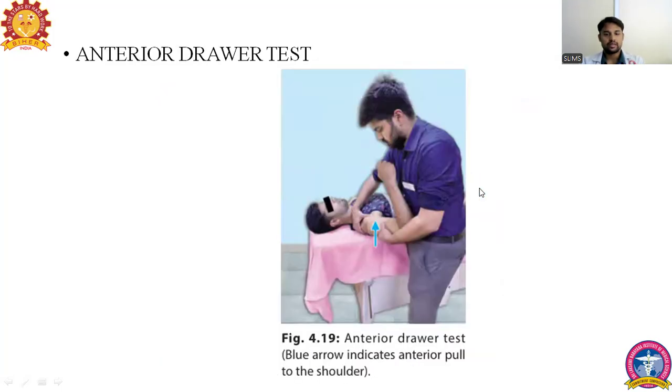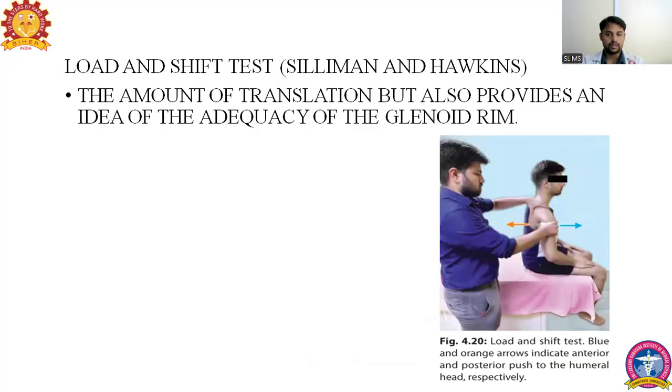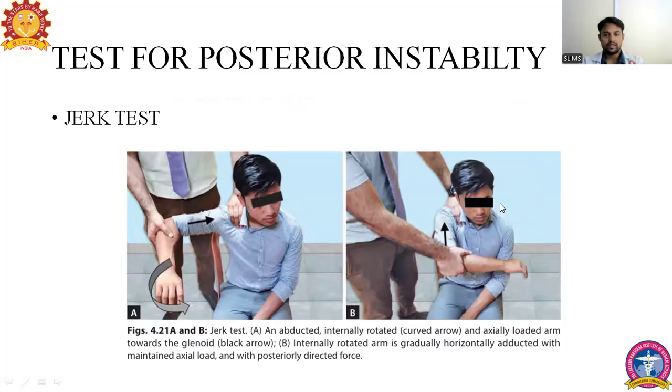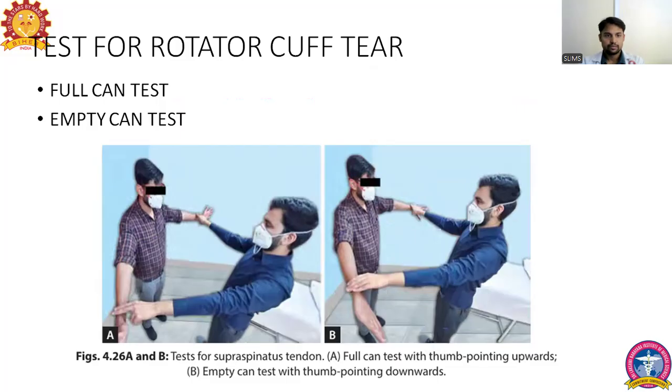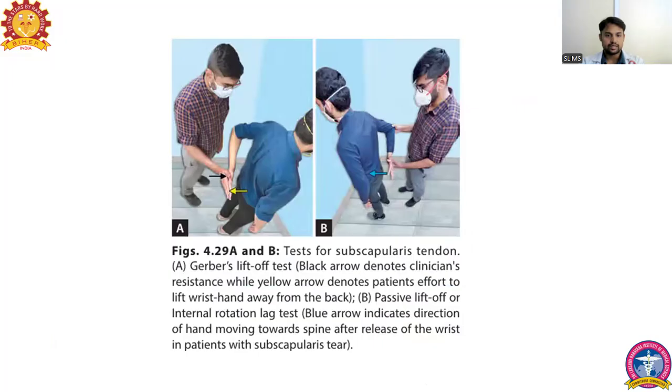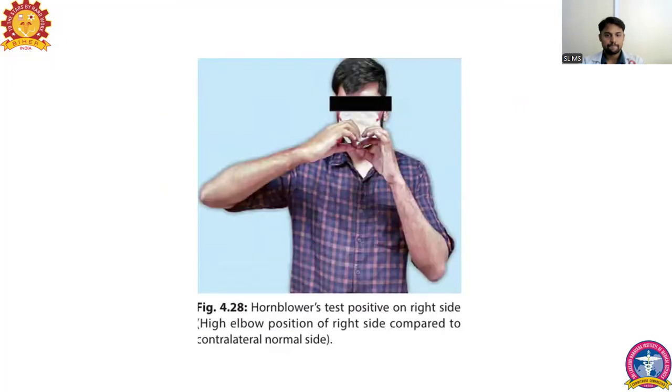And the next test is called the anterior drawer test. You should make the patient lie down. You should stabilize the shoulder joint with one hand, and pull forward, flexing the anterior jaw to check whether any abnormal movement is there or not. And this is the posterior jaw. This is also called Silman and Hawkins syndrome. And there is another test called impingement.